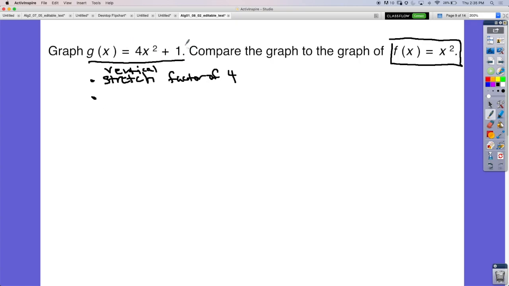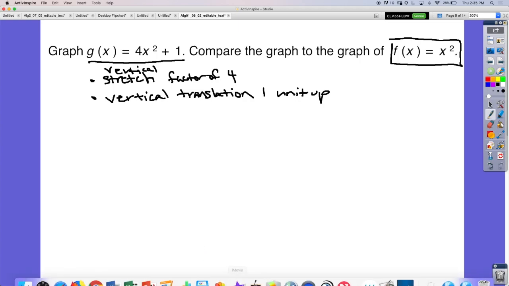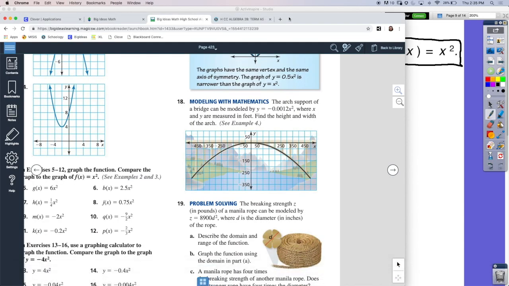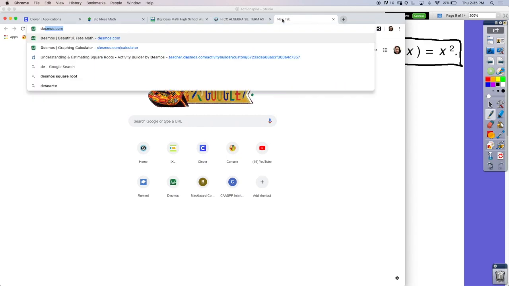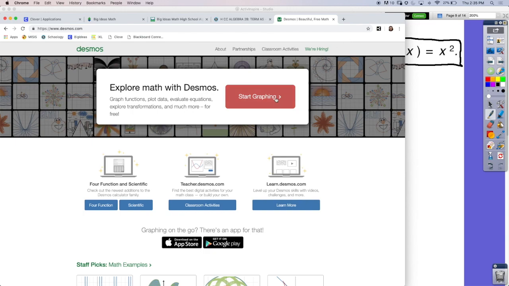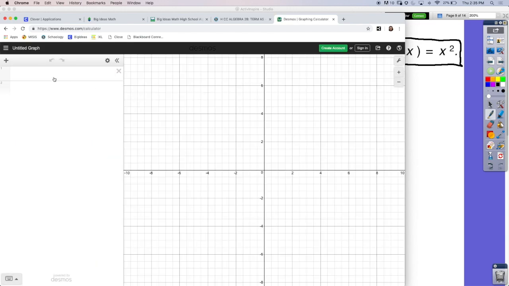Left to right, the next thing I see is this part. What is this part telling you? It is a vertical translation 1 unit up. Good. Okay, so let's graph this, and I'm going to do this on Desmos so that I can record it also. So instead of using my Wabbit, we'll record it here.